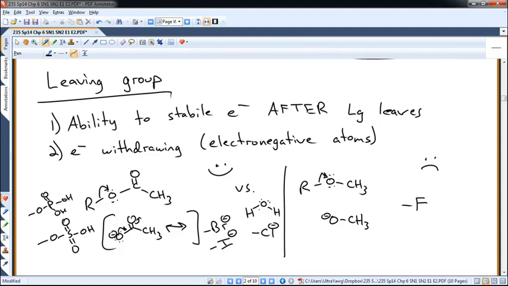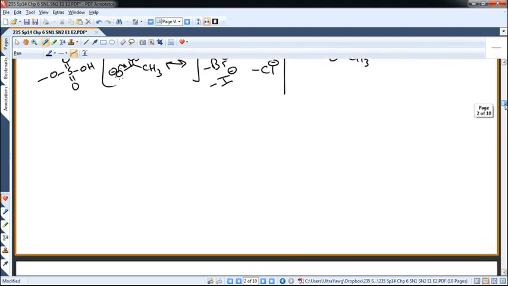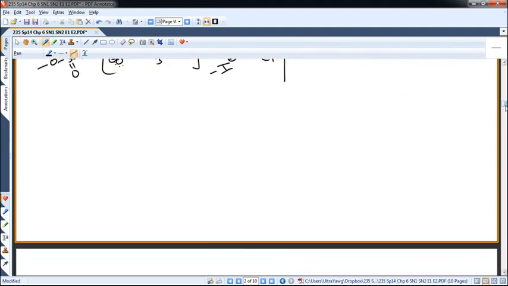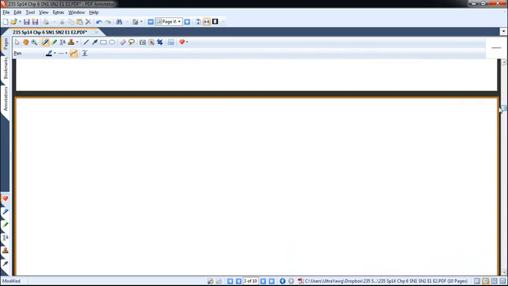So those are the properties you're looking for in a leaving group. Essentially, what happens to the electrons after the leaving group leaves? Do they get stabilized in some way, either because they're on an electronegative atom or because they're resonance stabilized, etc., etc. Electronegative atoms help. All right, let's look at our third factor. I'm going to go to the next page.